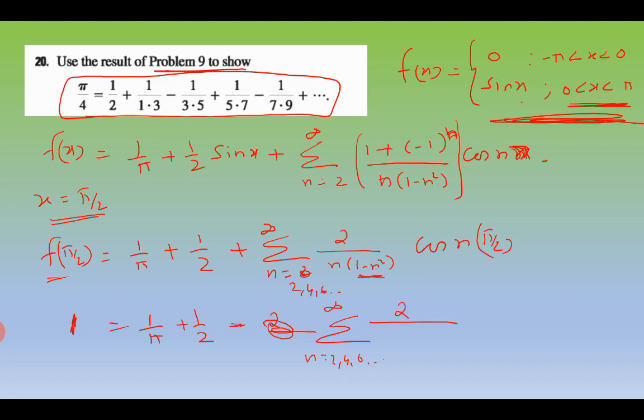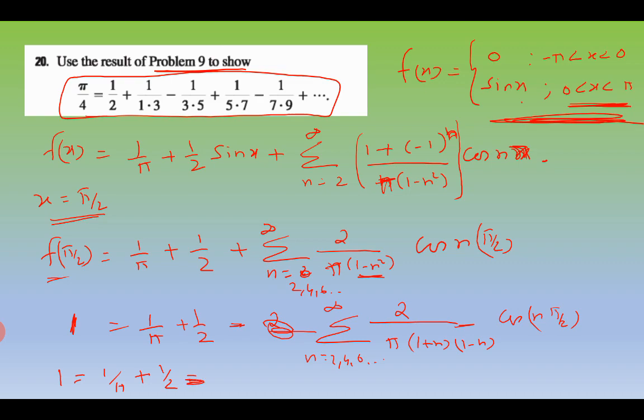Summation n goes to 2, 4, 6 to infinity, 2 over pi times (1 plus n) into (1 minus n), we will write this way, and cosine n pi by 2. Cosine n pi by 2 is 0 when n is odd, and there is no odd number for n, isn't it? So now expand for all n.